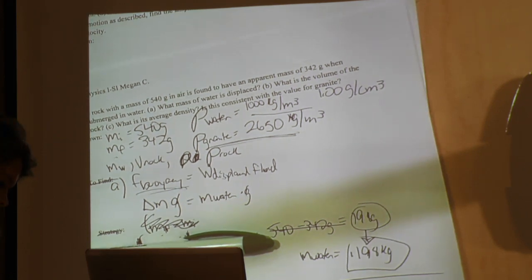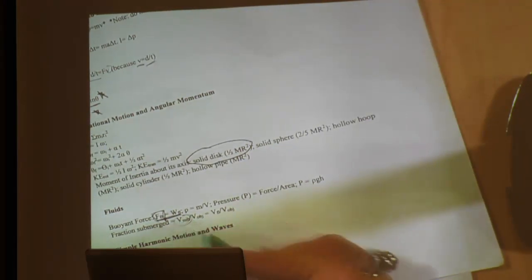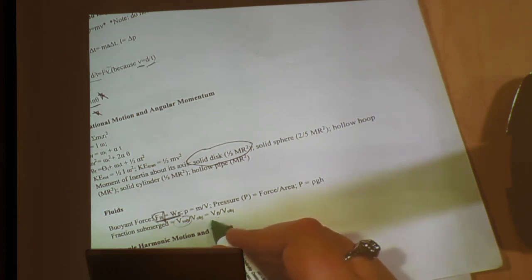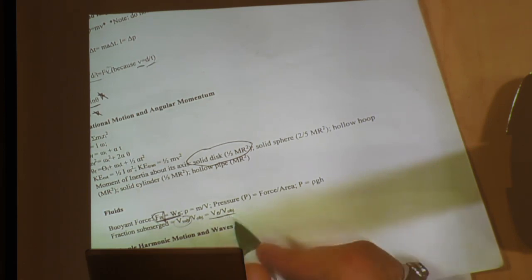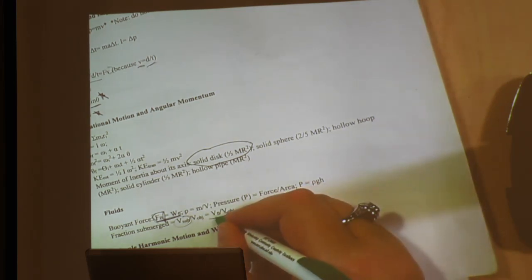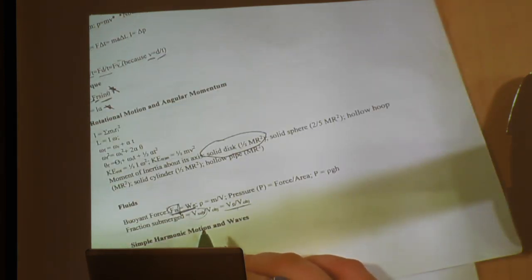Fraction submerged, so it's this here. She gives this to you. Fraction submerged is going to be volume of the substance over the volume of the object, which is equal to the volume of the fluid over the volume of the object. So you would have to find the volume for both, and then since it's a fraction, you would divide the fluid by the object. Does that make sense? Kind of, okay.